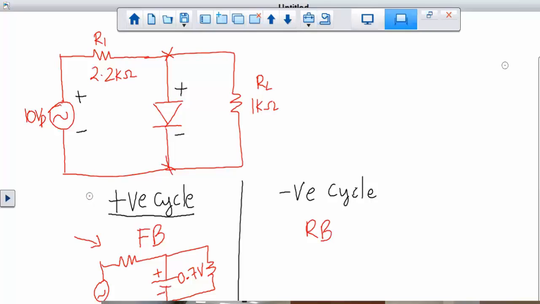Since I'm talking about the positive cycle, that's why I put positive and negative right up there. When I'm talking about the negative cycle, then you can flip the direction around. So in here, the positive cycle makes forward bias. Again, always keep in mind that may not always be true.